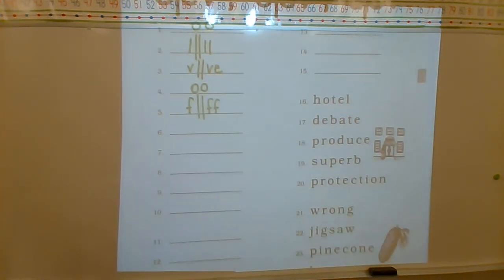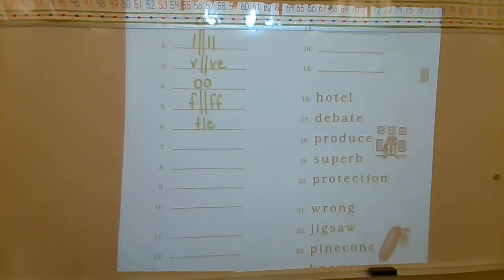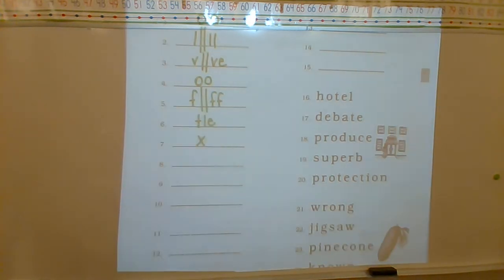Number six, echo toll, toll. Write the final stable syllable that makes the toll sound. That's right, T-L-E. Number seven, echo x. Write the letter beside number seven that makes the x sound. That's right, letter X.